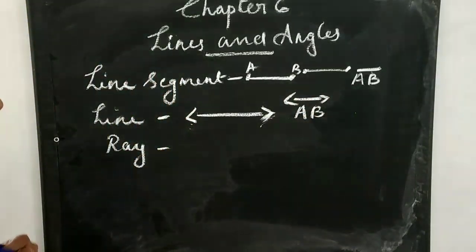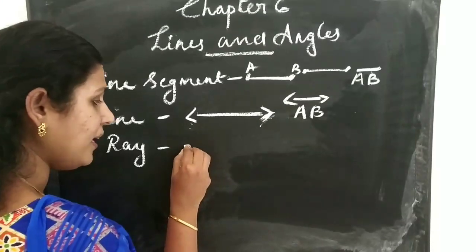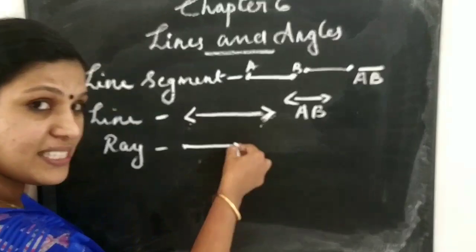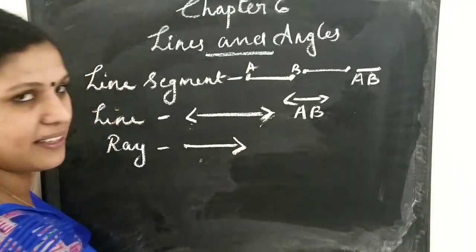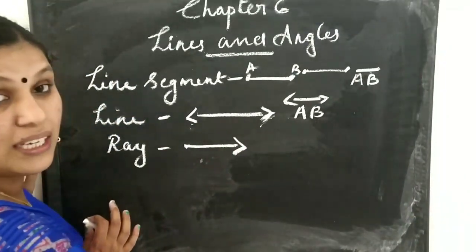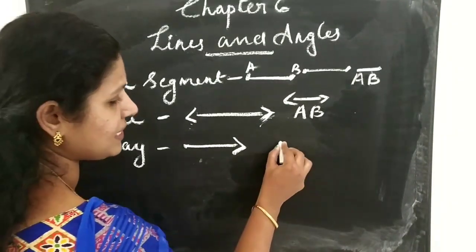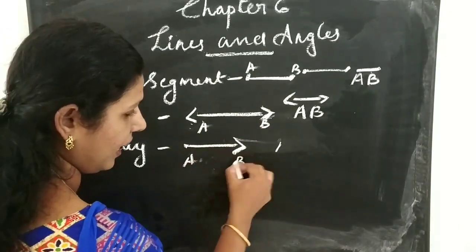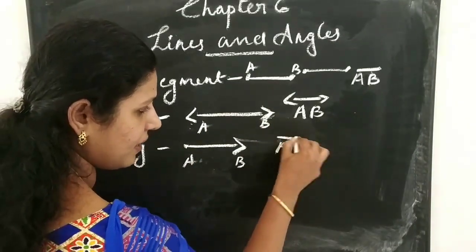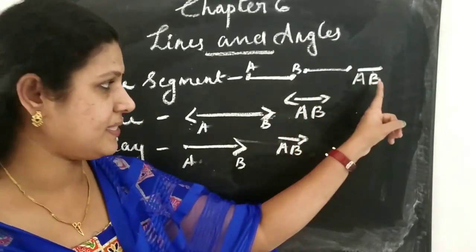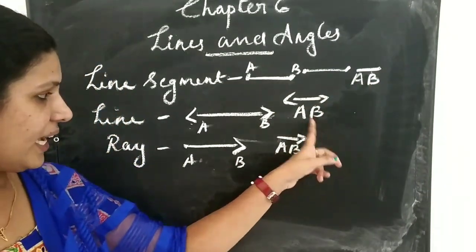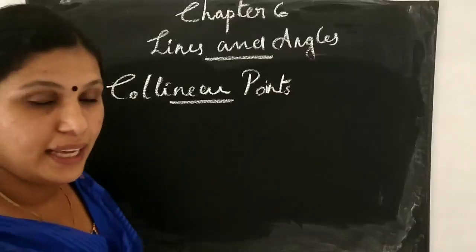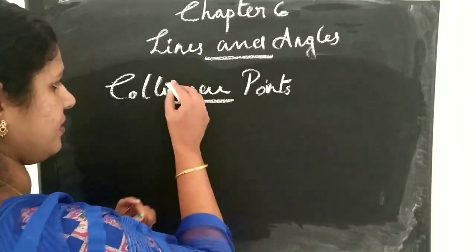Okay. Then ray. A ray has only one fixed point, one endpoint, and on the other side it can be extended. This is what is called a ray. It is symbolized by ray AB. This is line segment AB, line AB, and this is ray AB. Okay, understood?